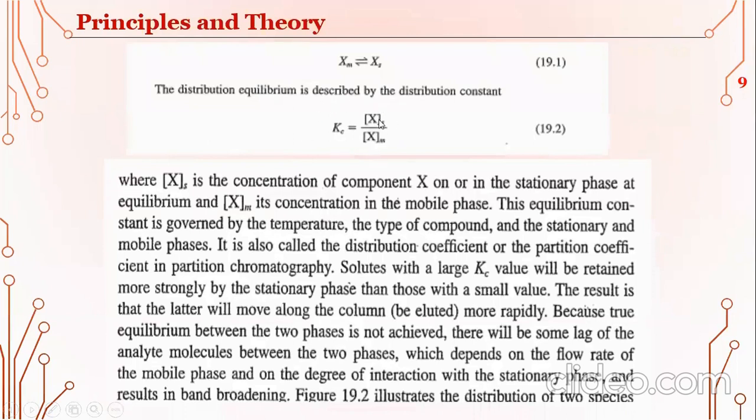This constant will be affected by the temperature, by the type of compound, so it will vary with the difference in compounds. It will vary with the type of stationary phase and the mobile phase. So all these will affect the equilibrium constant, and it is also called distribution coefficient or partition coefficient in partition chromatography. You can call it distribution coefficient, and also partition coefficient.